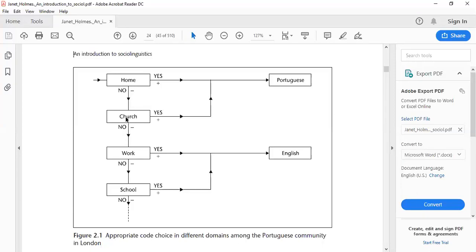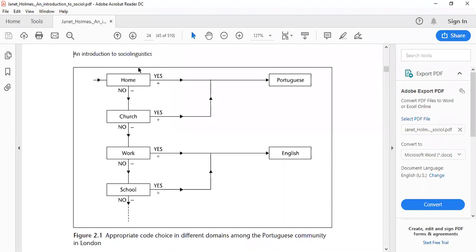Then from church to work, it's again no because the domain is changing and the sign is minus. And it is work over here, where the domain changes as well. Then we'll take it to yes, which is English. The Portuguese community uses English in their work domain. And then it is no because it is changing to another domain. So that's how you go and continue writing different domains.